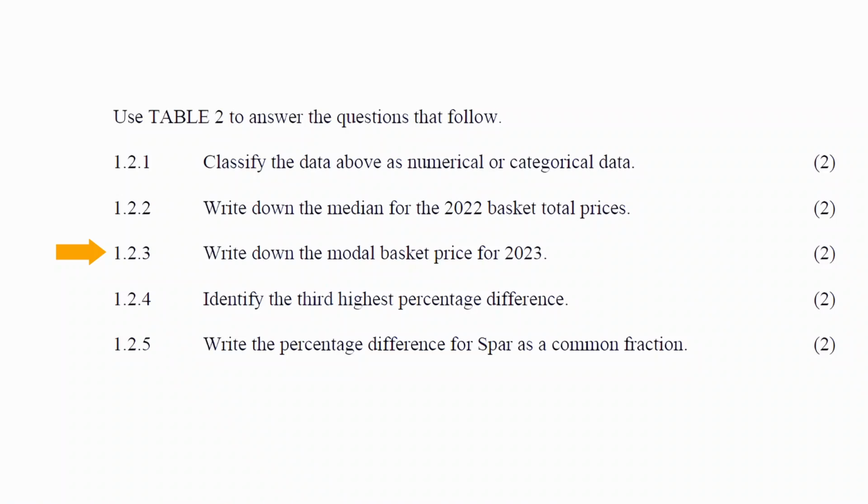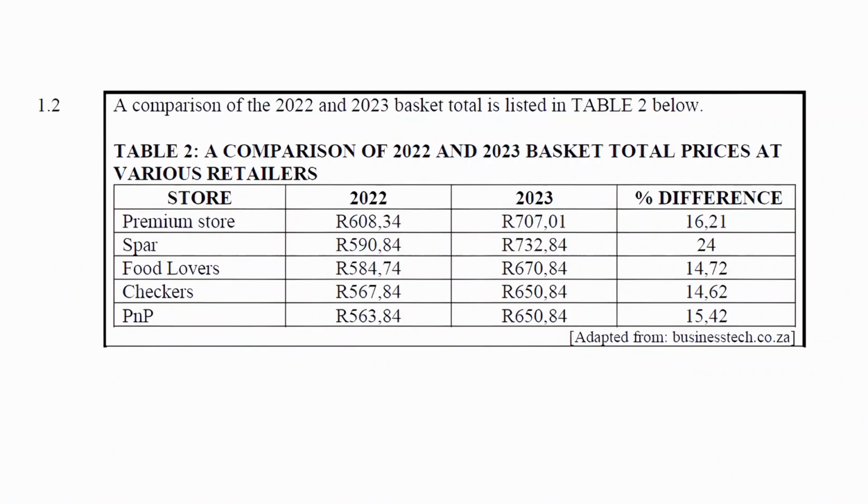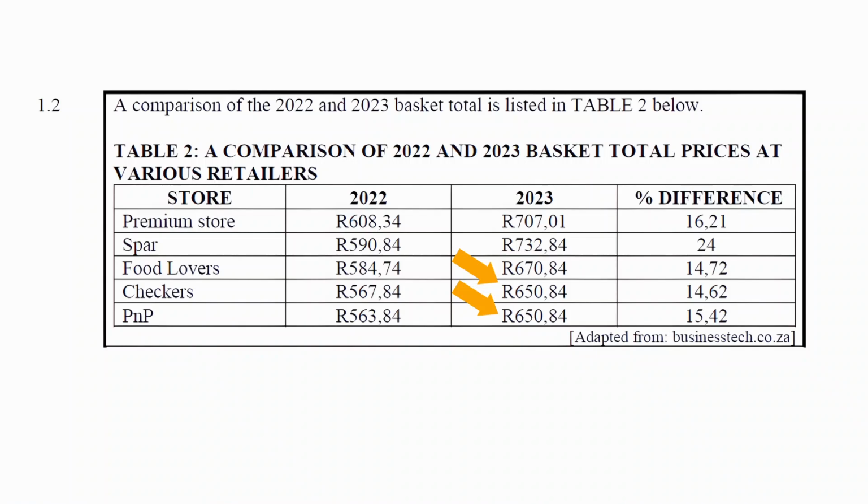In question 1.2.3, you have to write down the modal basket price for 2023. The modal basket price in 2023 refers to the price in 2023 that appears the most times in that list of prices. By inspection, we see that the price that appears the most times in that list is R650.84.